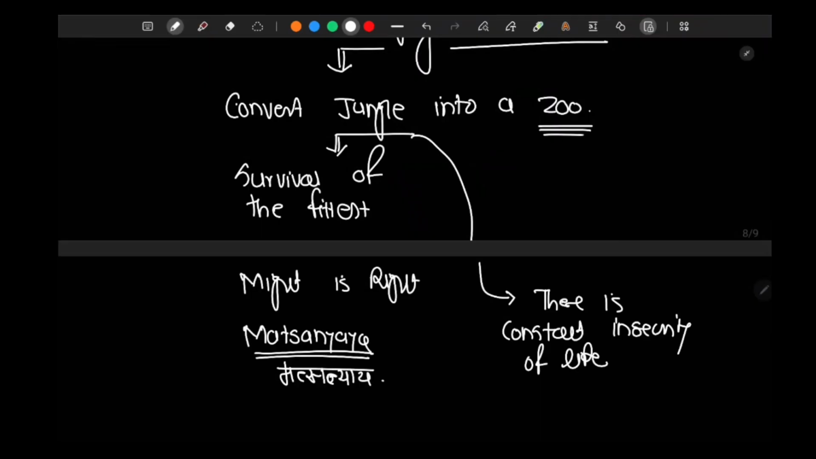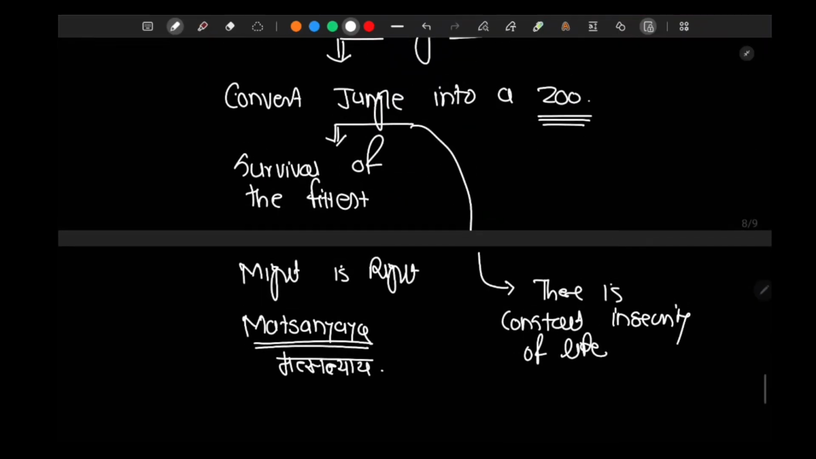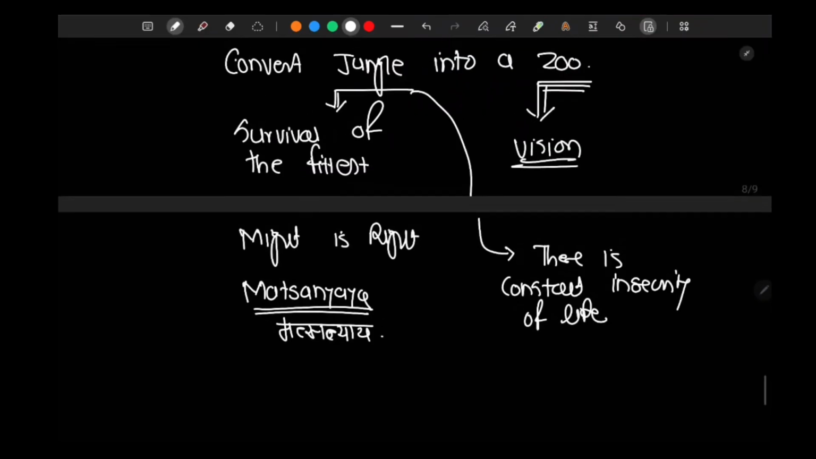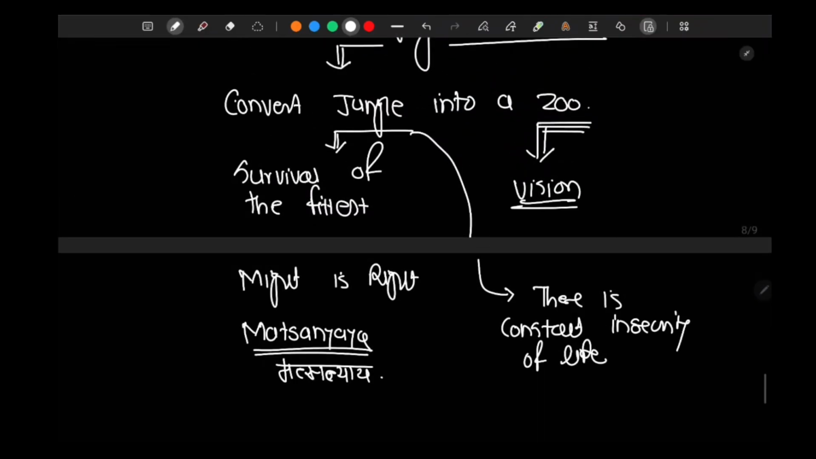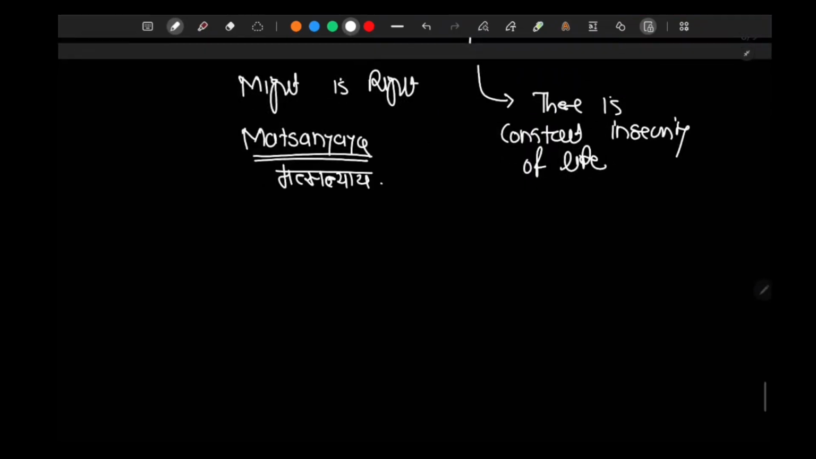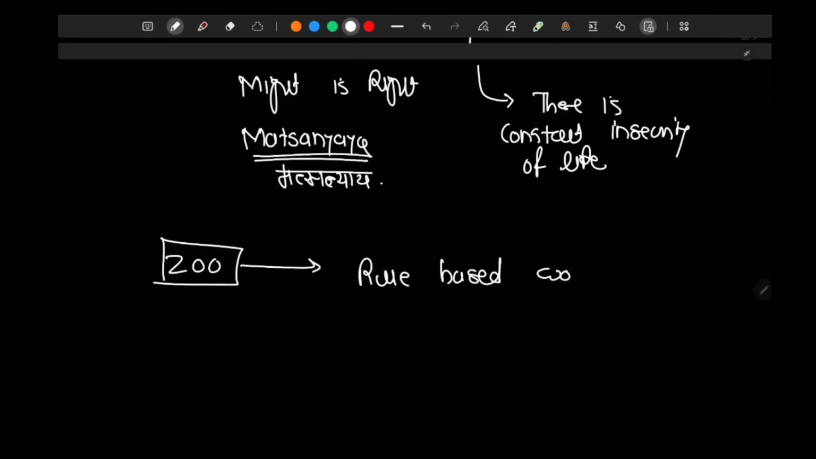What he meant by zoo is his vision. Converting the jungle into a zoo means his vision. What is this zoo? This is a rule-based world order. This rule-based world order means liberal world order.